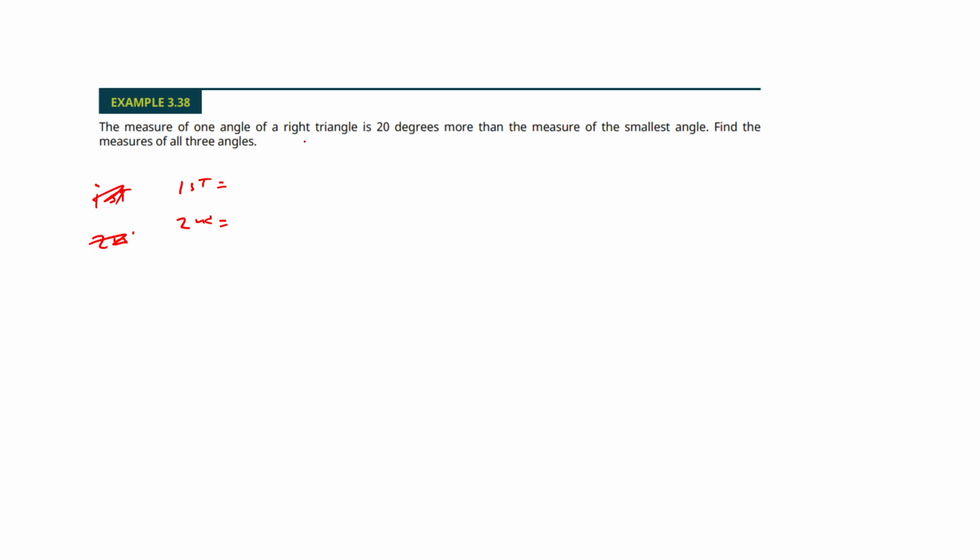Okay, so I've got a right triangle, and one angle is 20 more than the smallest. So I'm going to say the first one is the smallest. Maybe I should have called it that. That's what I was debating. Now I can build the second one off of this one. He's 20 more than the smallest, so he's 20 more than that one I just built. Okay, now find all three.